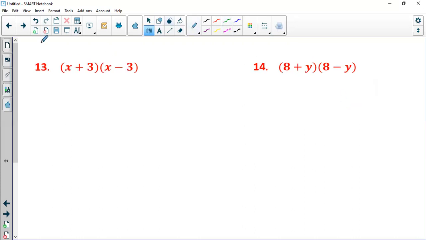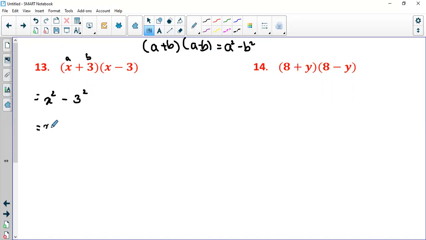Okay. Question number 13. Now this is in the form (a plus b)(a minus b). So according to the formula, if you have this form, all you need to do is use the formula a square minus b square. That's all. So this is going to be a and this is going to be b. So it's going to be x square minus 3 square. That will be x square minus 9.